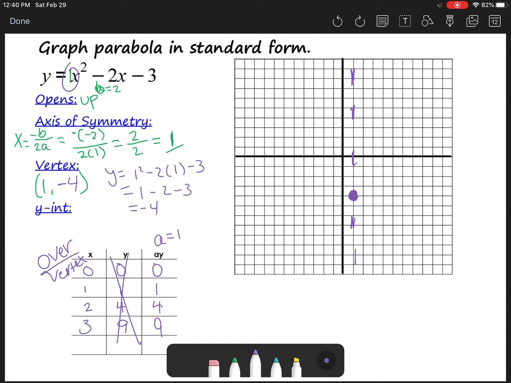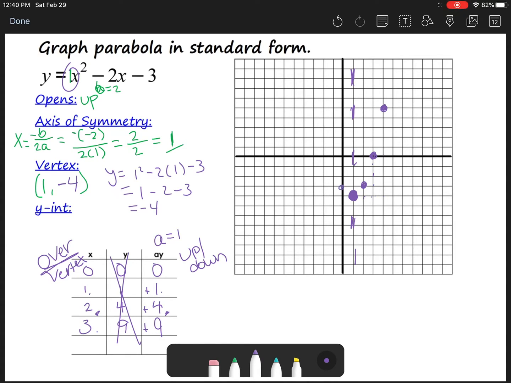And then we're going to go over the x amount, and we're going to go up or down the ay amount. Notice how the ay values are positive, so we're going to go up. So I'm going to start at this vertex, and then I'm going to go over 1, up 1, over 1, up 1. Then I'm going to go back to my vertex, and I'm going to go over 2, up 4. So 1, 2, up, 1, 2, 3, 4. Then I'm going to start at my vertex again, go over 1, 2, 3, and up 9.